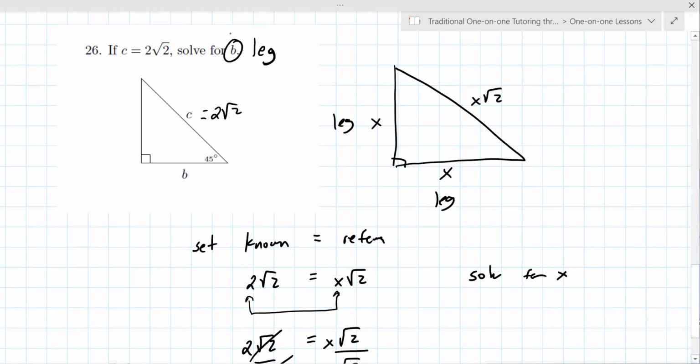It's like b is a pronoun. Someone could refer to you as her or she, or they could refer to you by your name, Julia, right? And in the context, you're supposed to realize what you're referring to here. So sometimes you have to be able to map. Okay, they want b. b is the leg. Leg is really x.